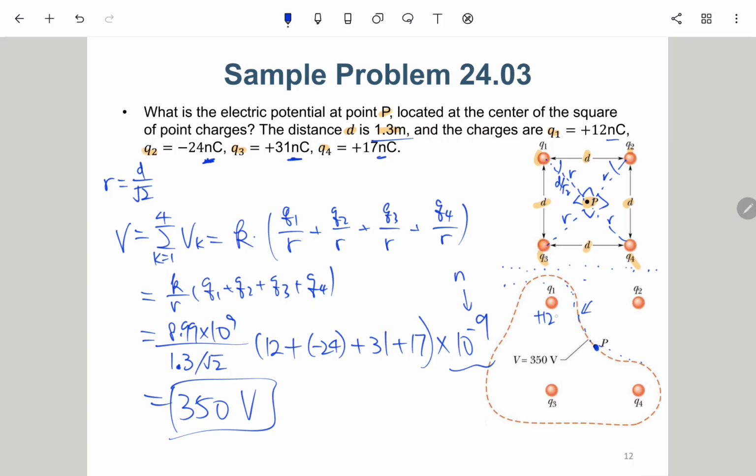This is plus 12 nanoC. This is negative 24 nanoC. This is plus 31 nanoC. This is plus 17 nanoC. Q1, Q3, Q4 are positive, Q2 is negative. So the equipotential surface should encircle them, or either somehow lie between. So either encircle all of them or enclose nothing. It can be somewhere between.